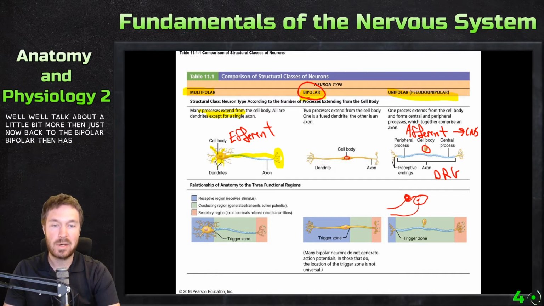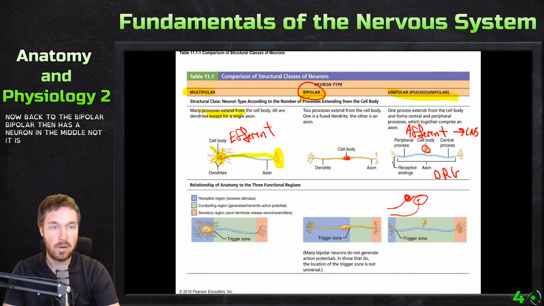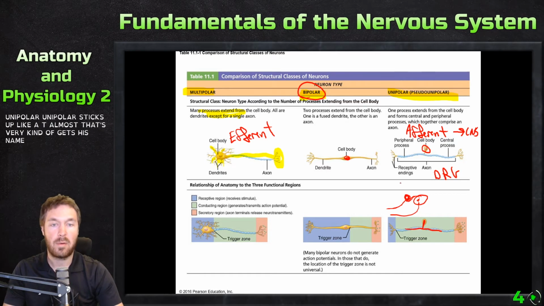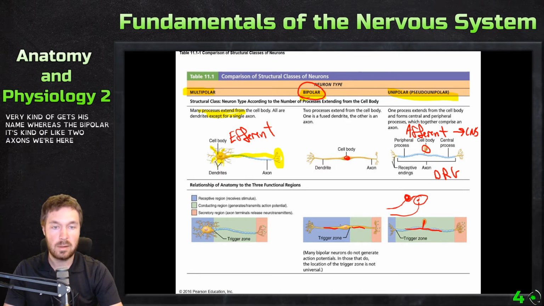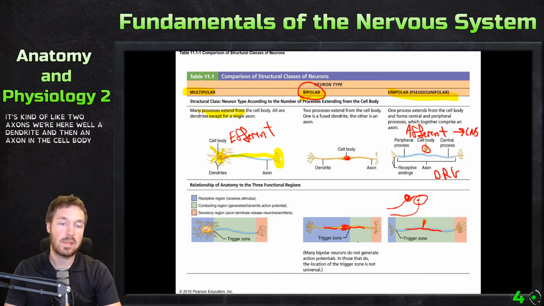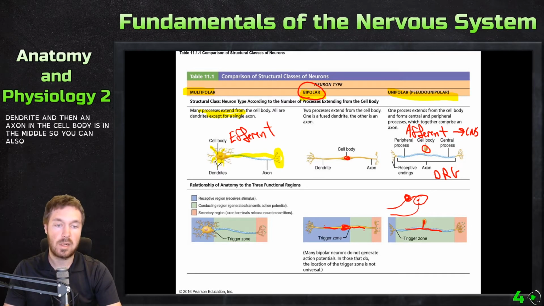Bipolar has the cell body in the middle. It is different than the unipolar. Unipolar sticks up like a T almost. That's where it kind of gets its name. Whereas the bipolar is kind of like two processes right here, a dendrite and then an axon, and the cell body is in the middle. So you can get all the summation here, and then you go out this way.